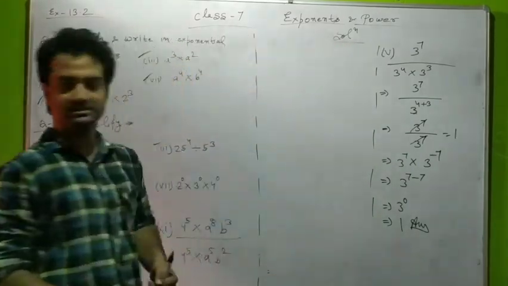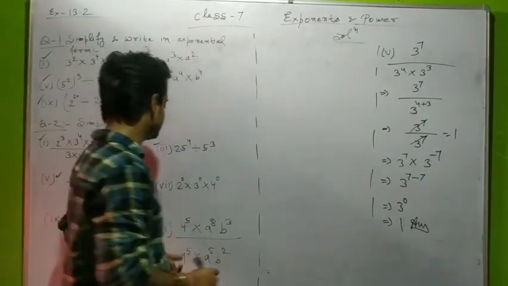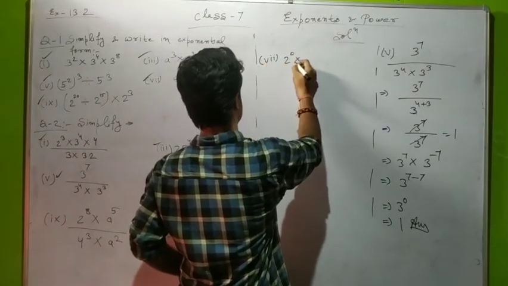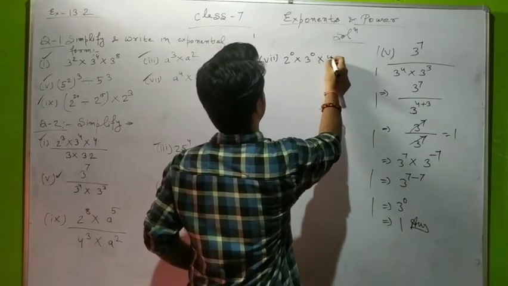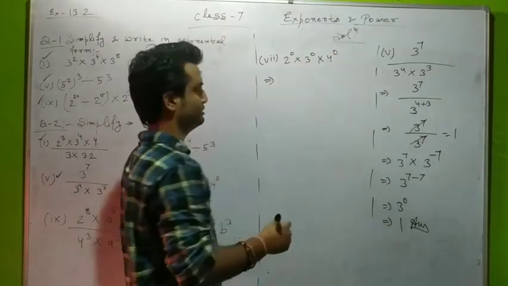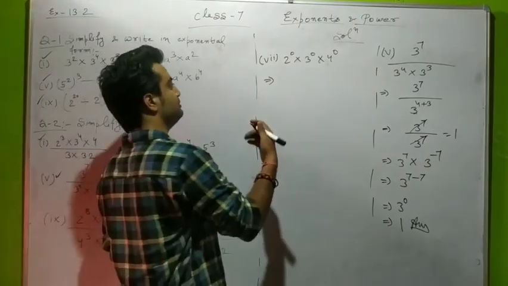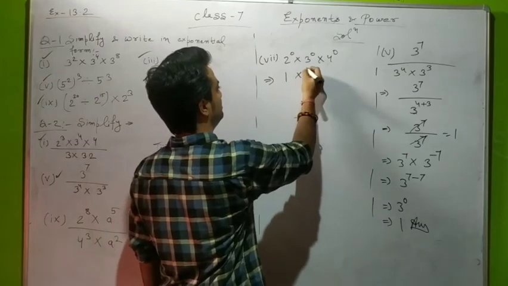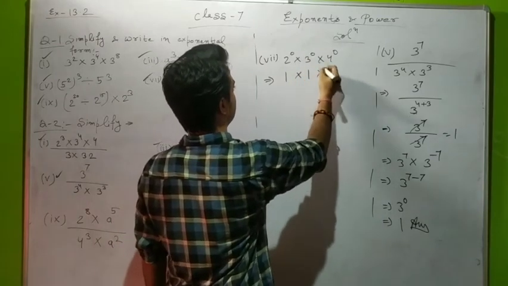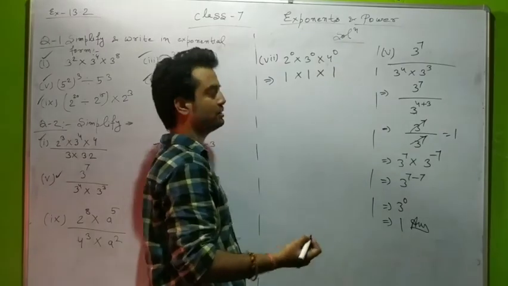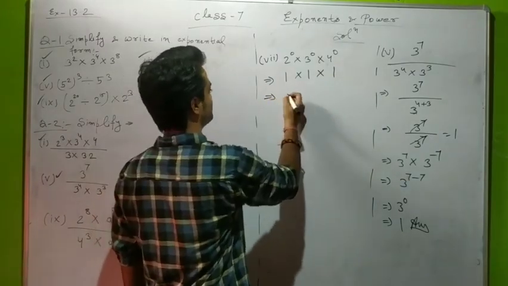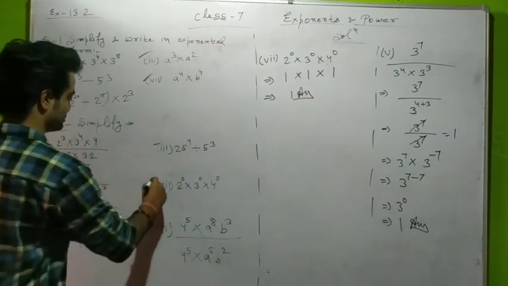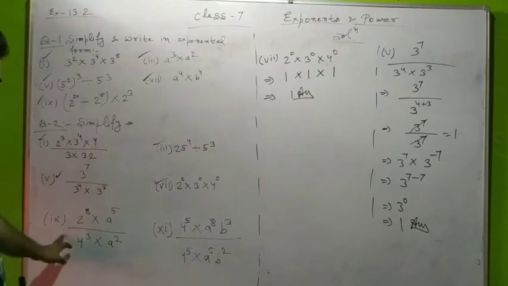Seventh question is one of the easiest questions in this segment. As you can see, seventh question is 2 raised to the power 0 into 3 raised to the power 0 into 4 raised to the power 0. Any number raised to the power 0 is 1. So 2 raised to the power 0 is 1. 3 raised to the power 0 is 1. 4 raised to the power 0 is 1. 1 multiplied by itself 3 times gives us the answer 1 again. So easy question. Now let's move to the ninth question.